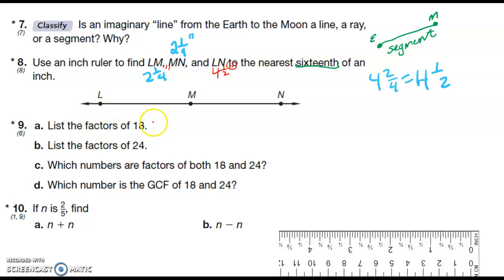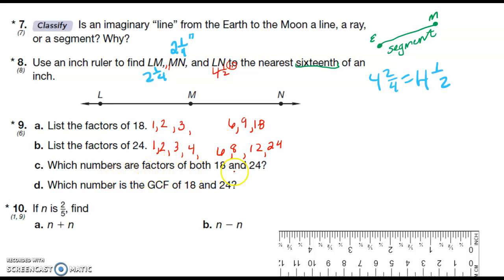Number 9. List the factors of 18. So I know it's 1 and 18. And then I'm going to fill in the middle. 2 times 9, okay, 3 times 6, 4, 5, that's it. Those are the factors of 18. B says list the factors of 24, so I have 1 and 24, 2 times 12, 3 times 8, 4 times 6, 5 is not in there.